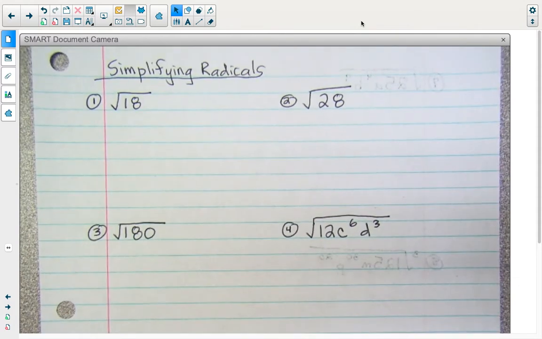We do not want these in decimal forms. We want the exact answer in a simplified square root, so in a simplified radical. The first one is the square root of 18.